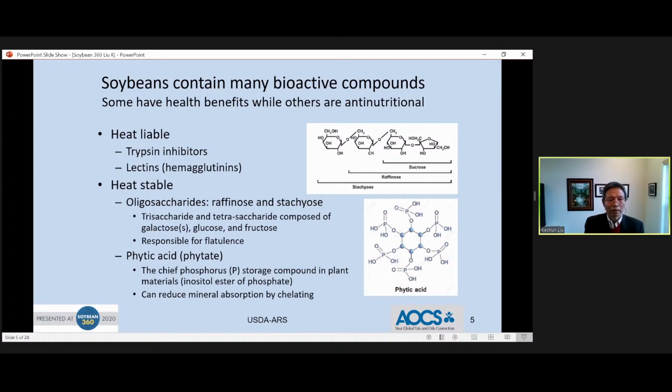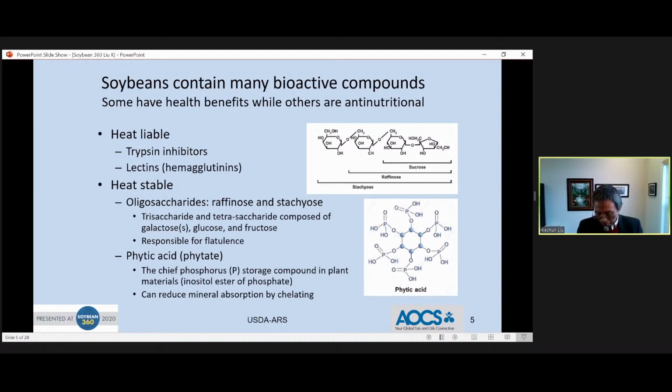The other one is phytic acid. It's also heat stable. Phytic acid is an inositol ester of phosphate. It is a major phosphorus storage compound in plant material, particularly in soybeans. I think it contains about 1 to 2% in soybeans. It can reduce mineral absorption in animals, including humans.